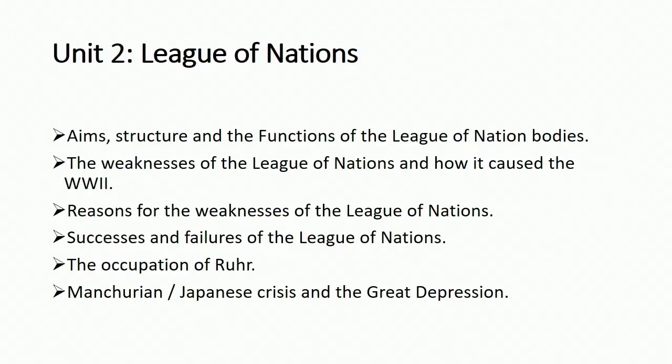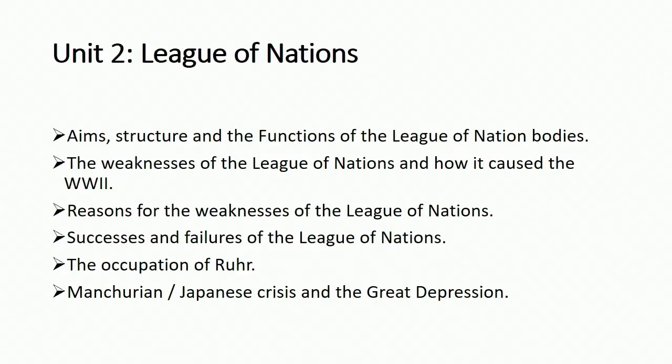In the 1920s, the occupation of Ra. You know that it was occupied in 1926, somewhere there. So these are the failures of the League of Nations in the 1920s. This is just an example, and it's also one of our topics that we need to know in the examinations.